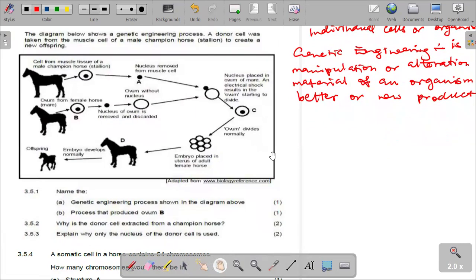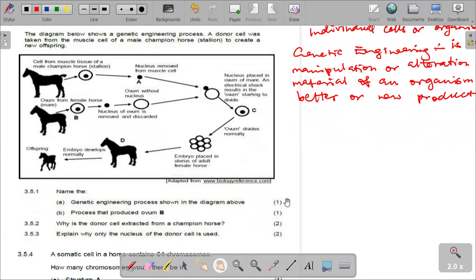A donor cell was taken from the muscle cell of a male champion horse, a stallion, to create a new offspring. So whenever you are given a scenario where there are donor and champion organisms involved, before you look into many other areas that would arise, just get it right that we are being guided to understand the process of what? The process of cloning. That is the one that needs to be taken into account in that case.